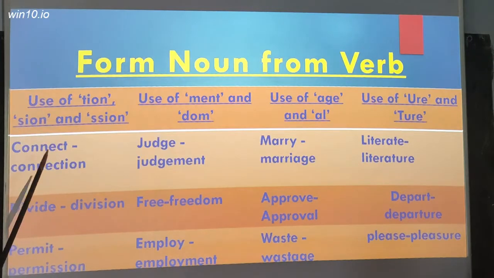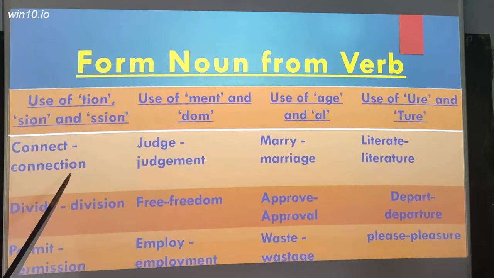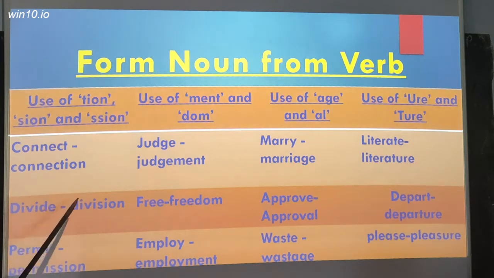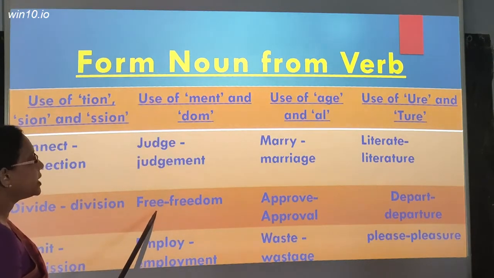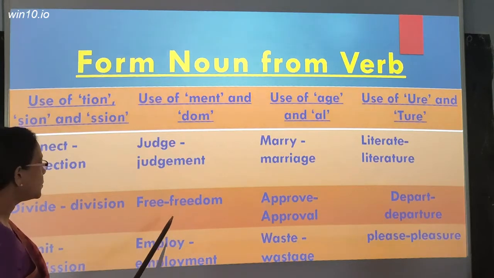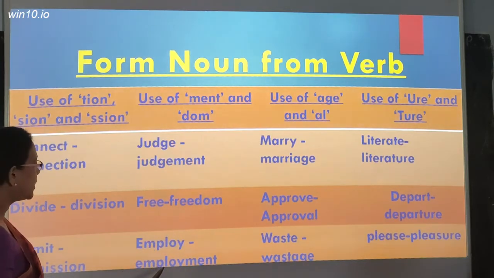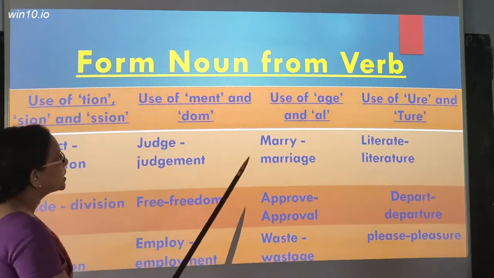Now look at the examples. Connect, connection. Connect is a verb and connection is a noun. Divide is a verb, division is a noun. Permit is a verb and permission is a noun. Judge is a verb, judgment is a noun. Free is a verb, and freedom is a noun. Employ is a verb, and employment is a noun.